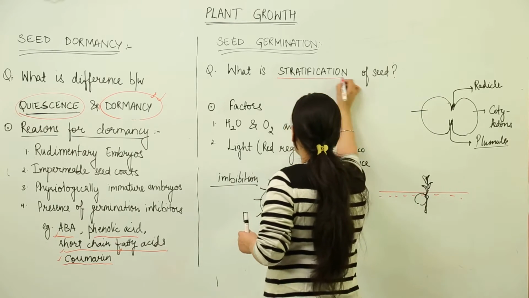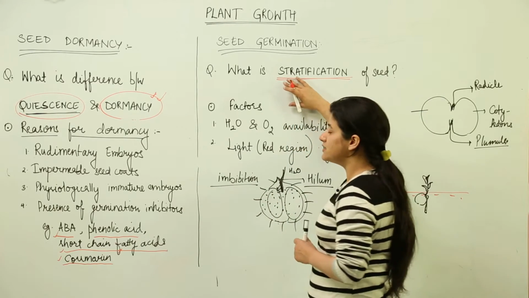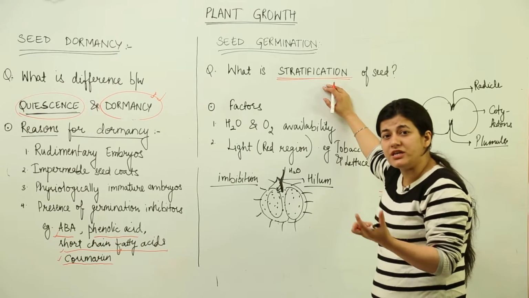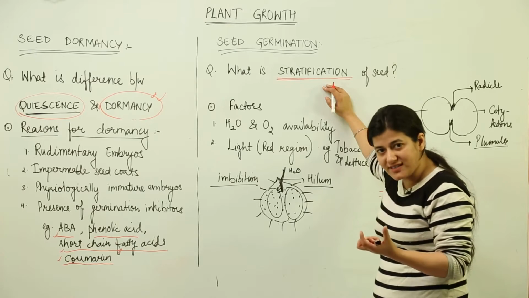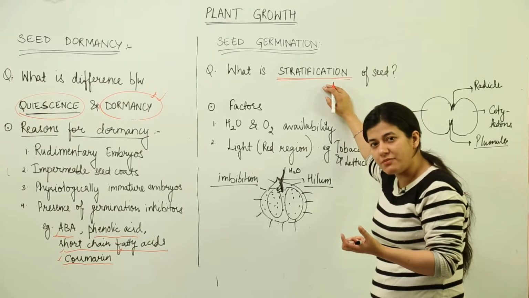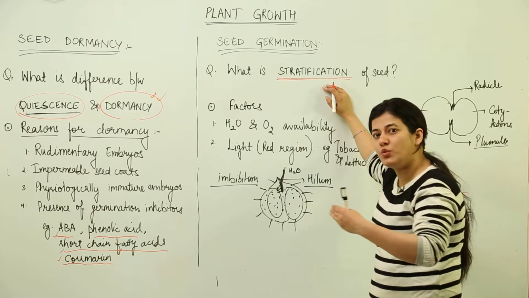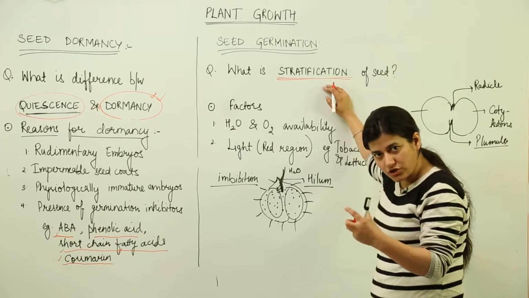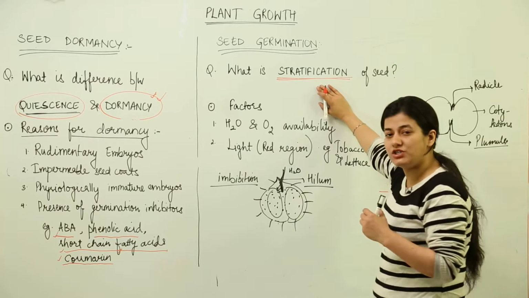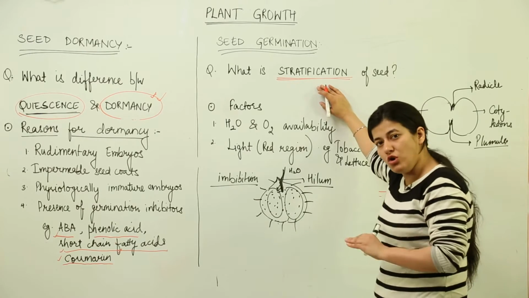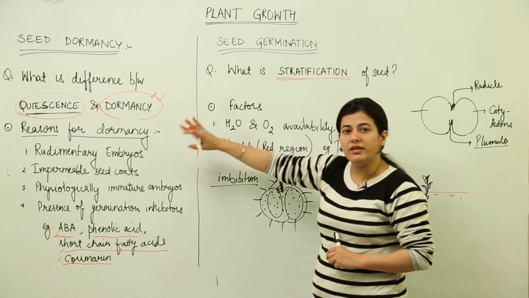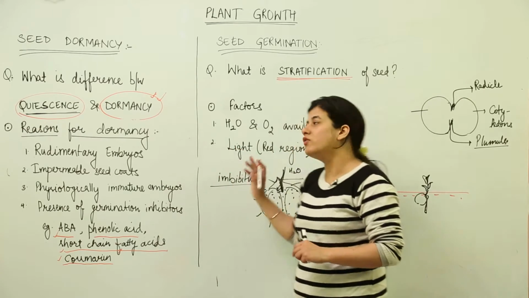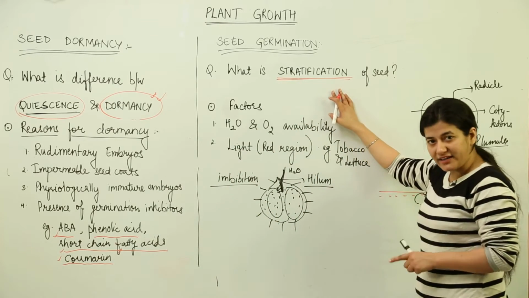Now, in stratification of seeds, a seed is taken and kept moist. It is subjected to oxygen availability, and then to a variable range of temperature differences. Variable durations of temperature are taken into consideration, and either high temperature or low temperature is given to the seed so that the dormancy is broken. Any of these conditions which are present could be overcome by the process of stratification.